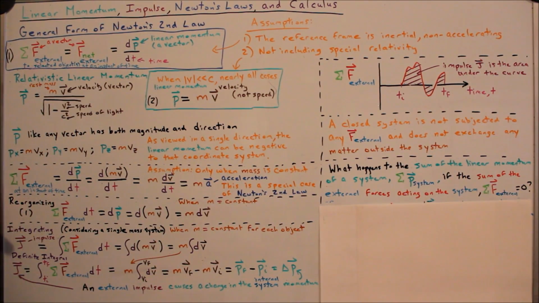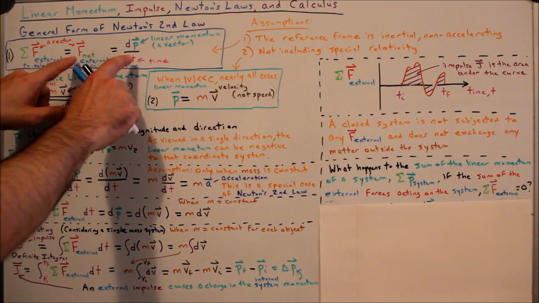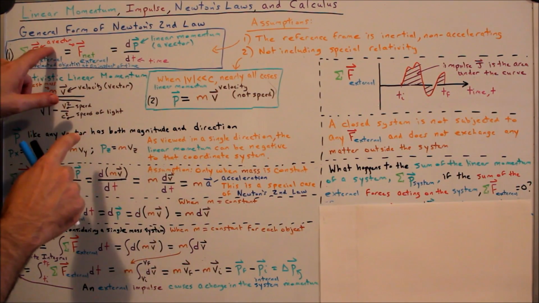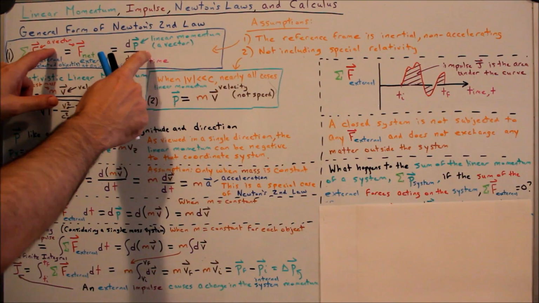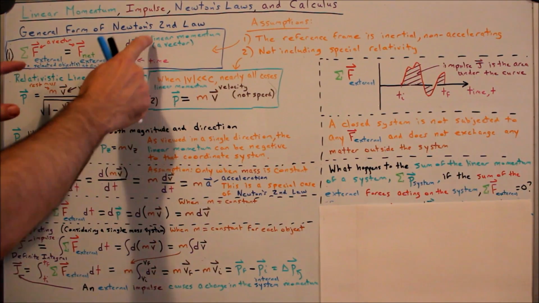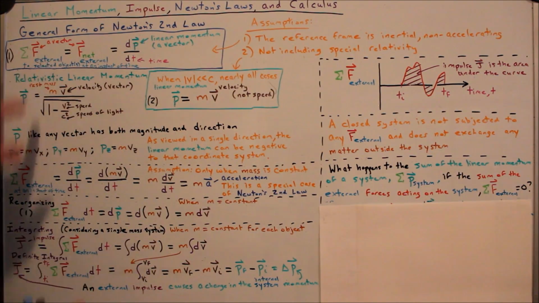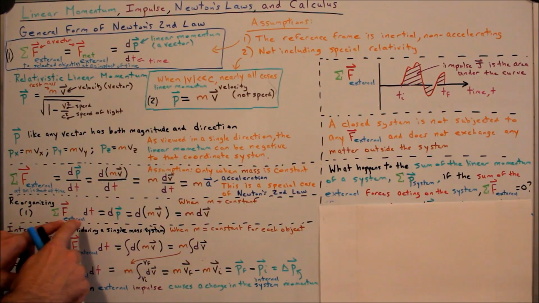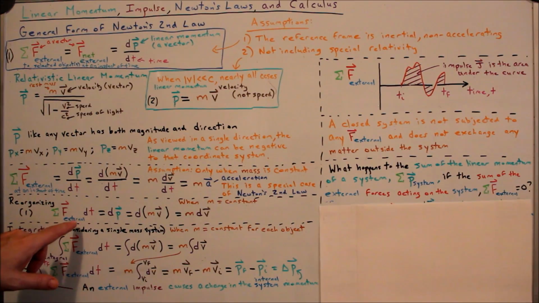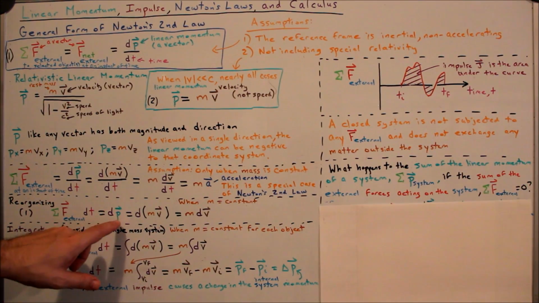So now, let's say we had a case where the force wasn't constant over time, and we really want to understand what's happening to the linear momentum of my system. And so we're going to start with this general form again, and what we're going to do is multiply both sides, this force side and this side, by dt. So dt over dt is 1, and I now have this form. Okay, so the sum of external forces times dt equals dp.